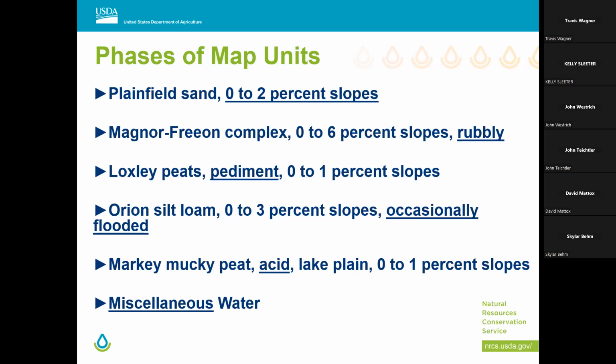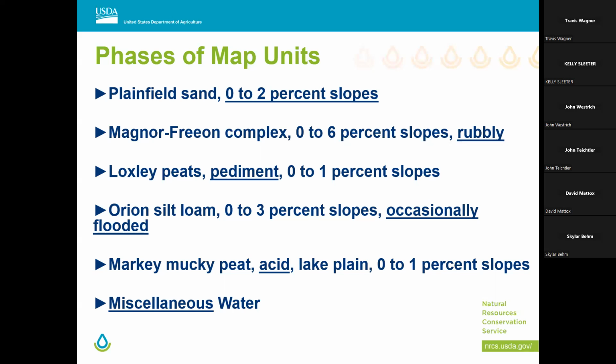Orion silt loam, again, we get into the slope, and then we also get into flooding. There could be occasionally, rarely, or frequently flooded phases of what these map units are. So being particular to what those are and how those properties coincide gives you an idea of what the expectancy is of that map unit.